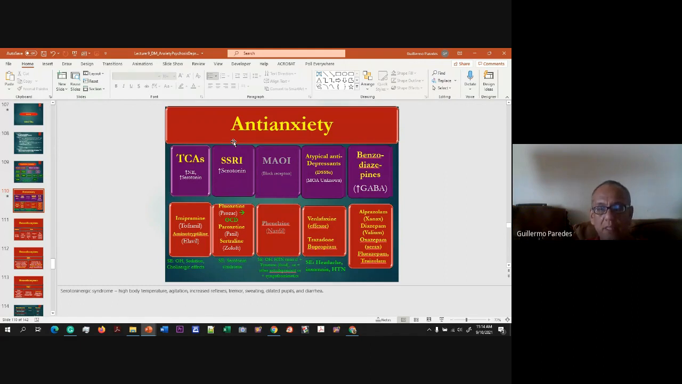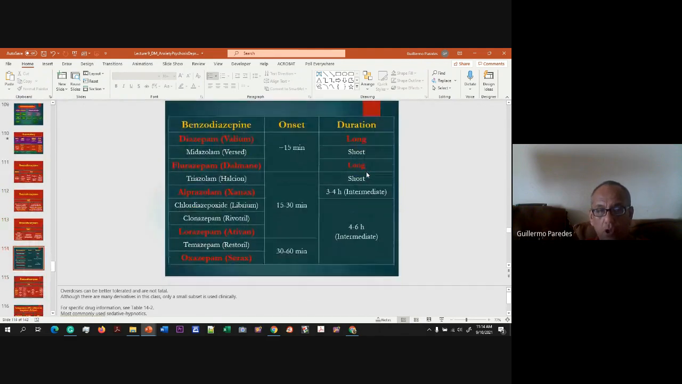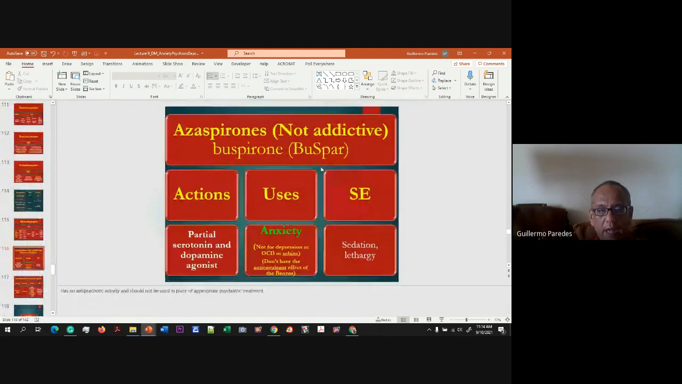But the two main medications are going to be the benzodiazepines, and the other one is not called non-benzos, it's called the azapirones. So just remember the buspirone, the buspirone. Okay, so that is the only correction.